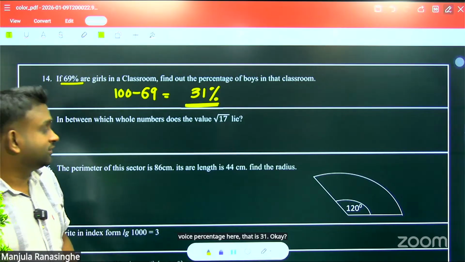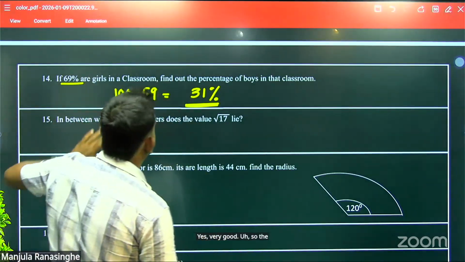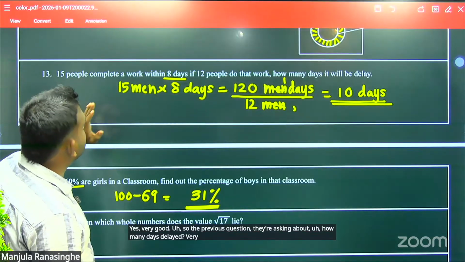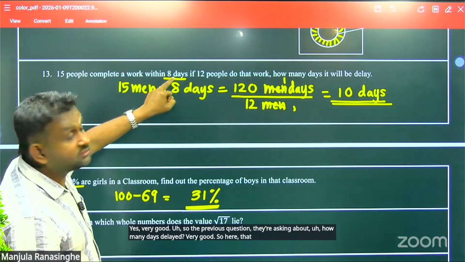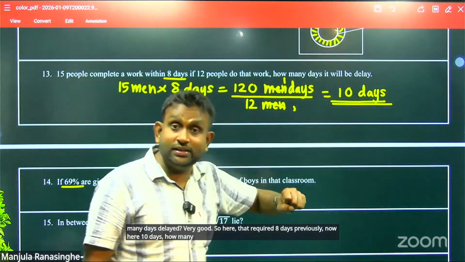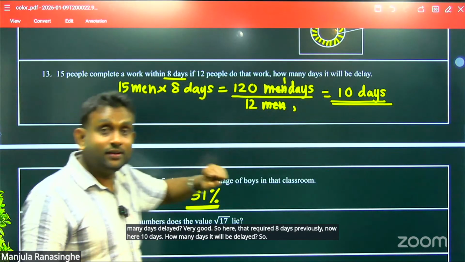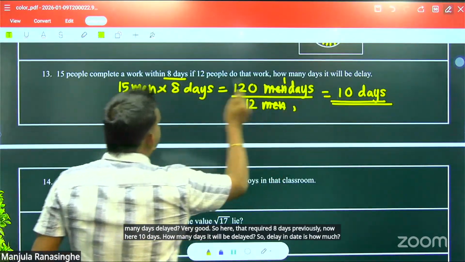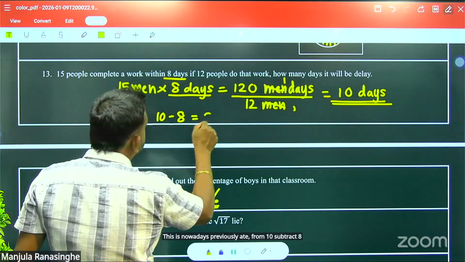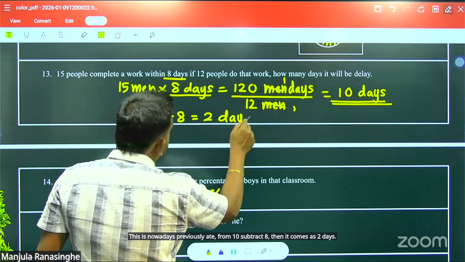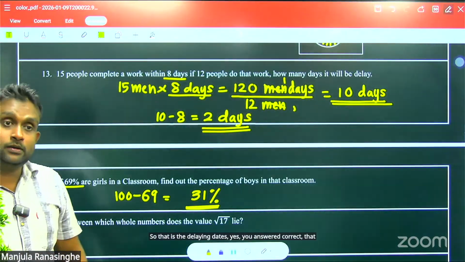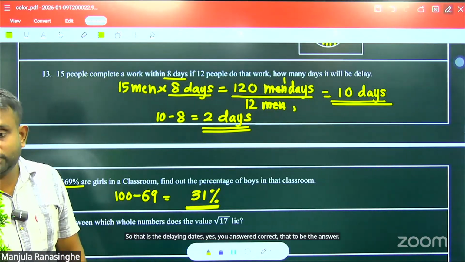Yes, very good. So the previous question asked how many days delayed. Here that previously required 8 days. Now here 10 days. How many days will it be delayed? So what is the delay? Previously 8. From 10 subtract 8, then it comes as 2 days. So that is the delay. Yes, your answer is correct. That is the answer. Right, they are asking for the number of days delayed.